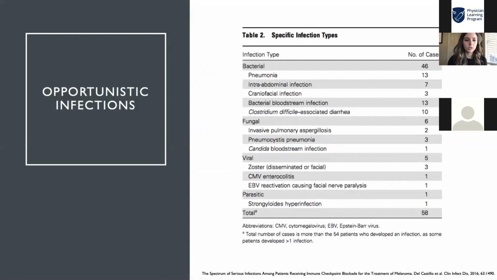So this was a retrospective review of about 750 patients with melanoma who were treated with a checkpoint inhibitor. Serious infections were reported in 7% of all of these patients, most being bacterial in origin. The most significant risk factor associated with serious infection was the use of corticosteroids. And overall, the risk of serious infection was 13.5% in patients that received corticosteroids and only 2% in patients that did not.